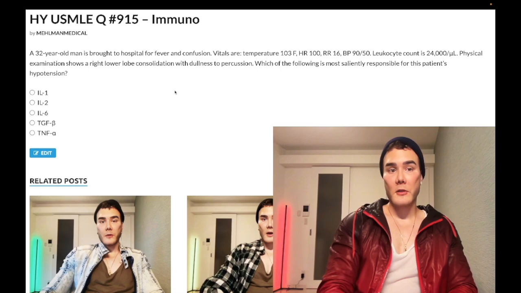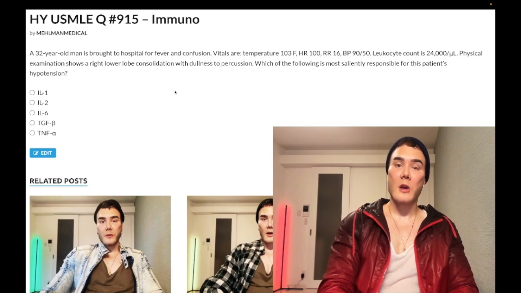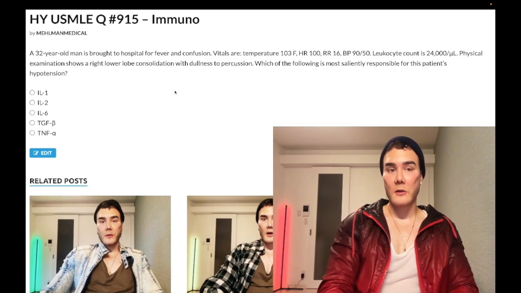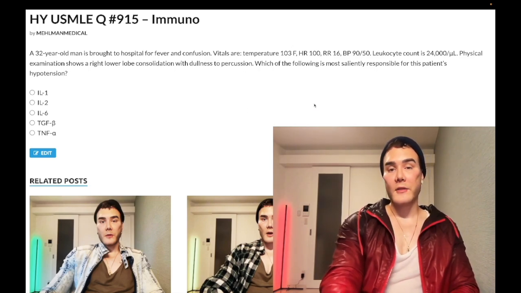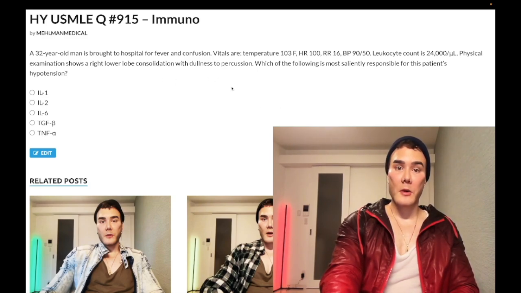Now start the clip. 32-year-old man. His temperature is 103 Fahrenheit, heart rate 100, respiratory rate 16, blood pressure 90/50. Leukocyte count 24,000, should be 4 to 11,000. Physical exam shows a right lower lobe consolidation with dullness to percussion. Which of the following is most saliently responsible for the patient's hypotension? So we have septic shock here, presumably secondary to a strep pneumonia.